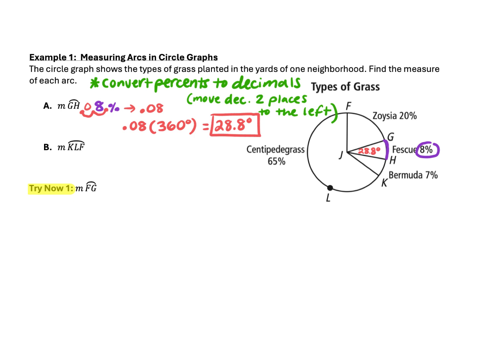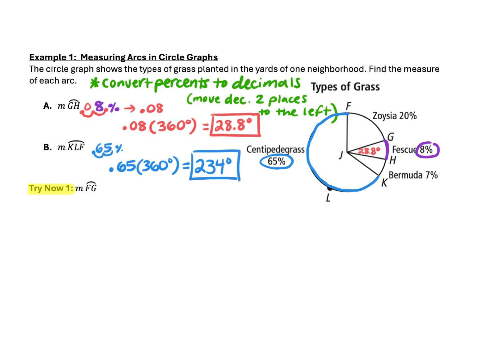Notice in the next problem, we're given 3 letters. This is a major arc. We're looking for the measure of KLF. Notice that that corresponds with this 65%, and as a decimal, 65%, we move it 2 spots to the left, is 0.65. So we need 0.65 times 360. You can put that into your calculator and you will end up with 234 degrees.